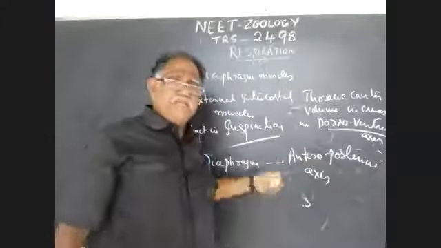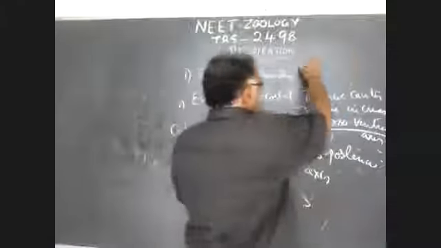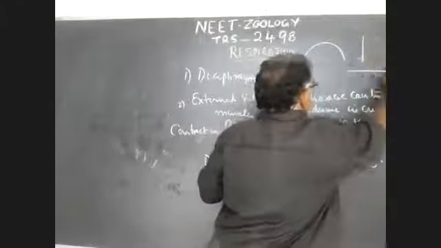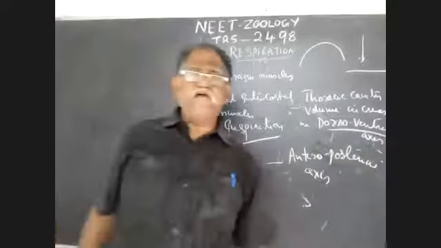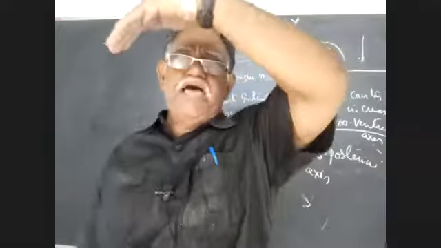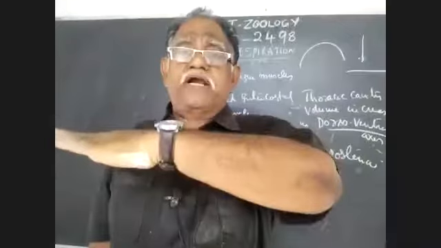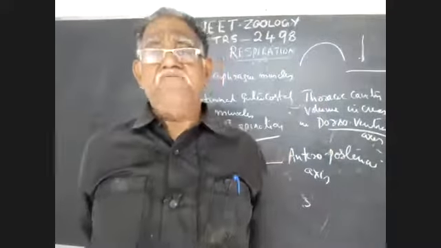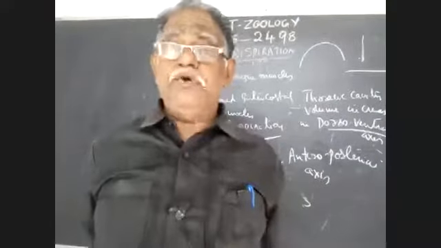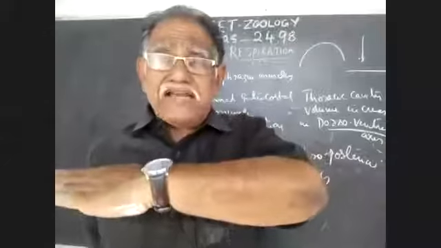So, in inspiration, by the contraction of diaphragm muscles, the dome-shaped diaphragm becomes flattened, pulled downwards. Another important point: by the contraction of diaphragm muscles during inspiration, the dome-shaped structure becomes a flattened structure.